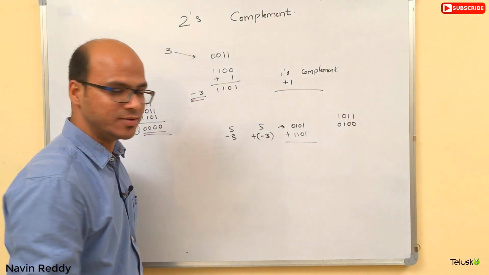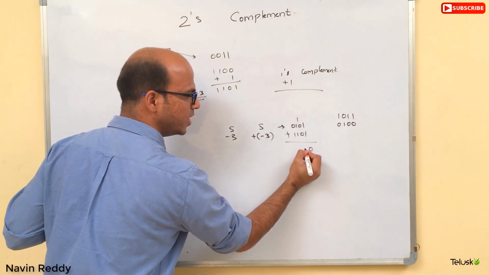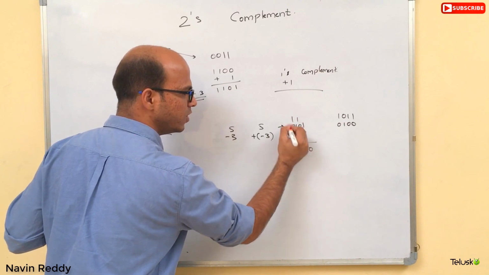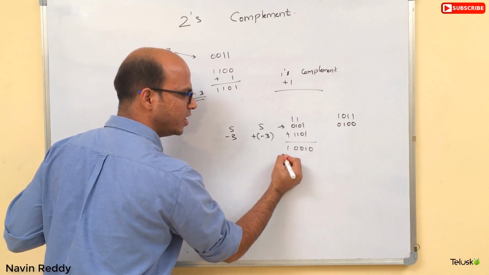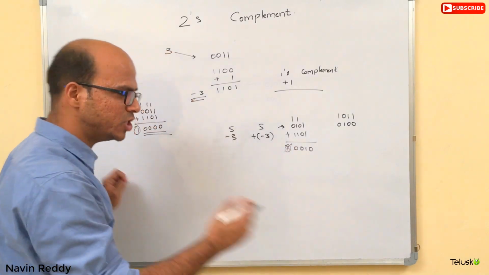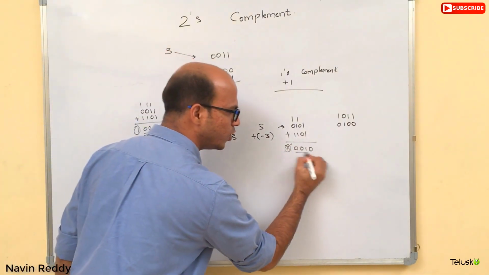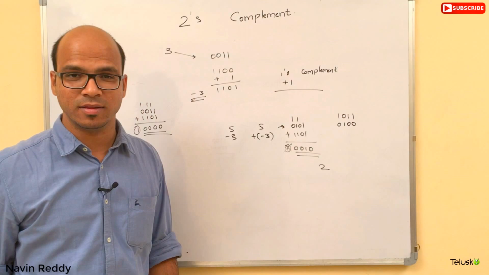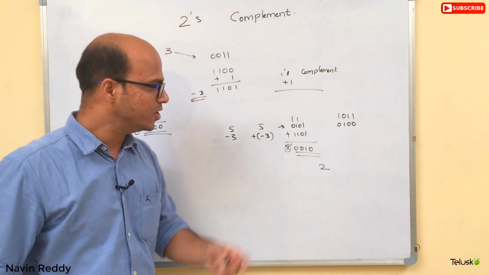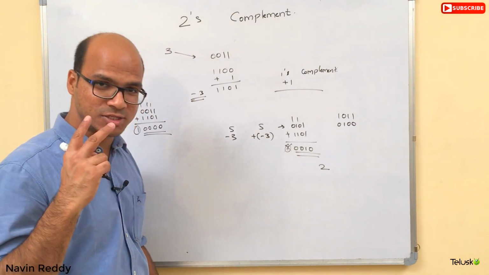Let's add these two values. So 1 plus 1 is 0. Then we got 1 here. We got 0. Then we got 1 carry. That is 0, and then 1 carry. Just ignore this 1 because we are working with a 4-bit system. What you get is 2, right? 0, 0, 1, 0 is 2, right? So 5 minus 3 is 2.